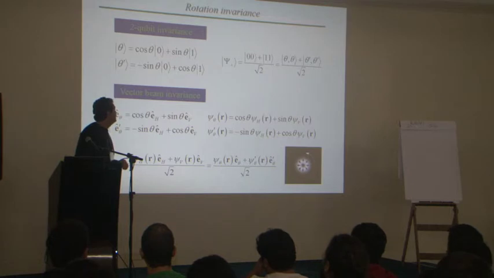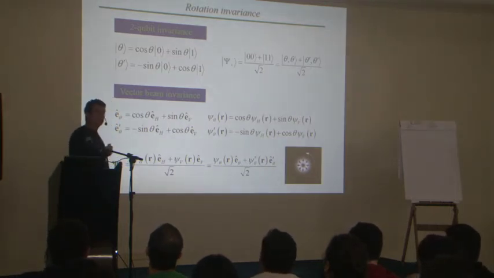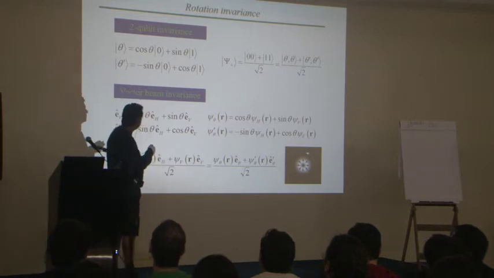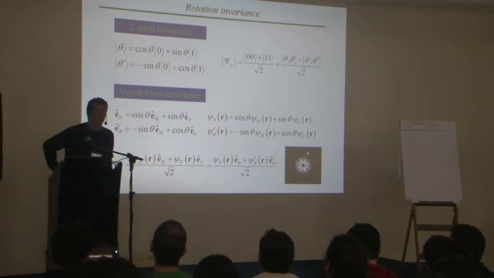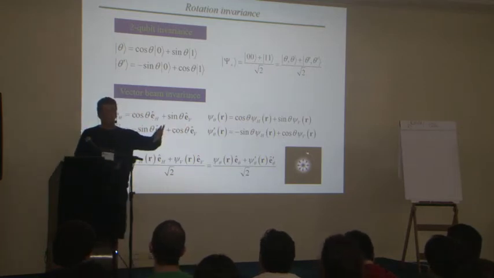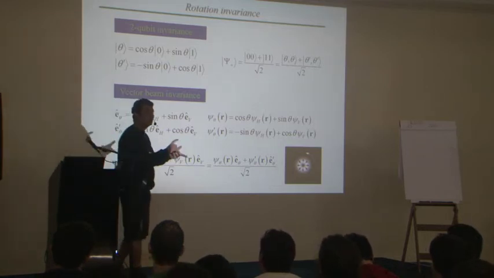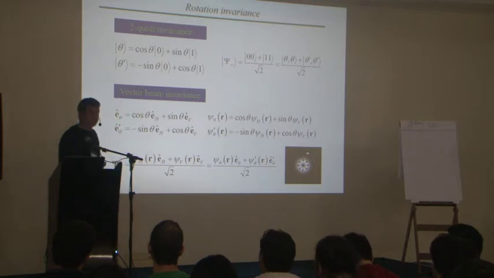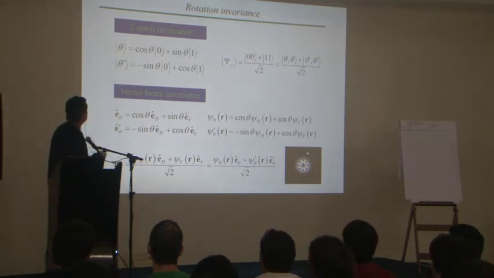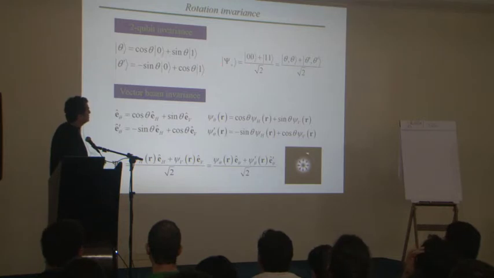Another interesting property of these combined spin-orbital structures is rotation invariance. Okay, they are rotationally invariant, and in the next lecture I will show how we use this to implement quantum cryptography, alignment-free quantum cryptography. So take, for example, a 2-qubit state, such as this Bell state psi plus, 00 plus 11 over square root of 2.